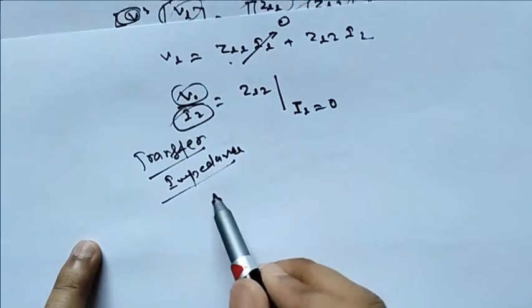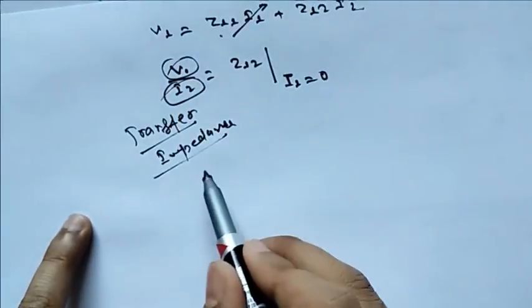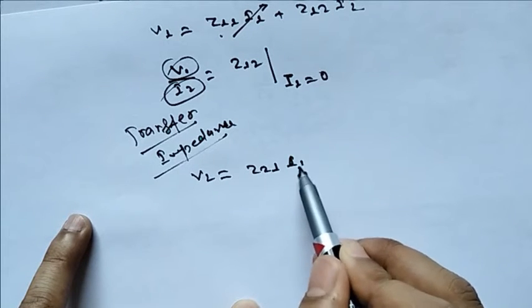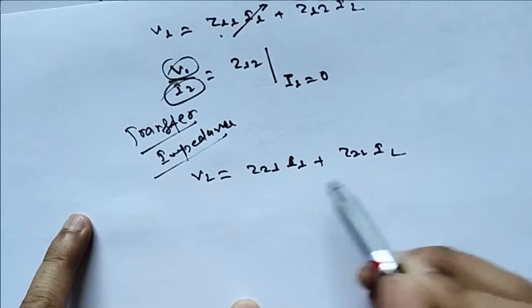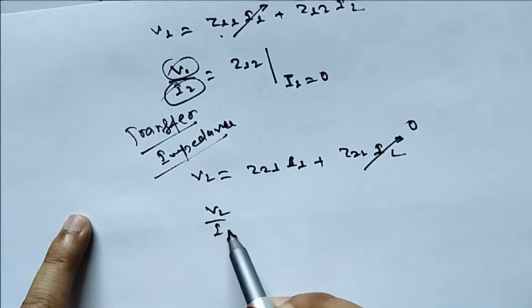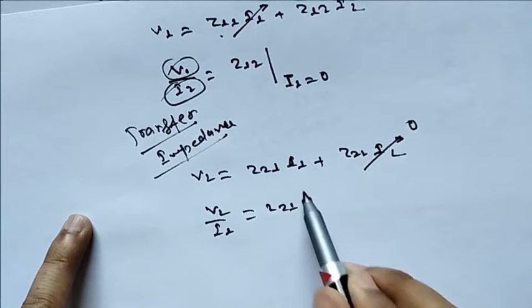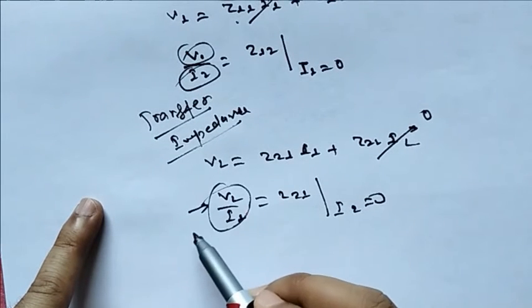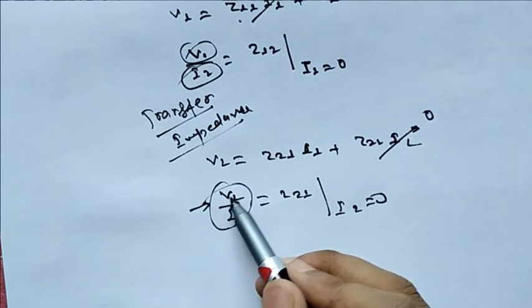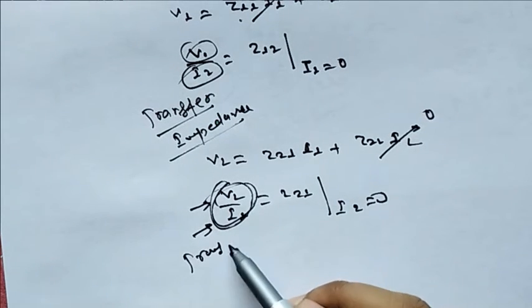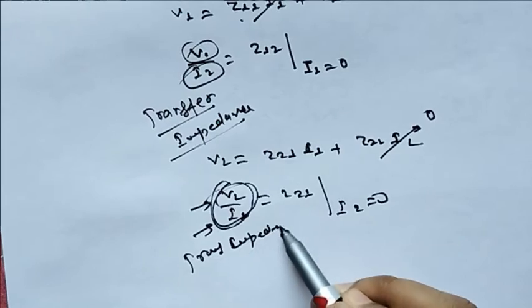Now if I find Z21, we have V2 equal to Z21 I1 plus Z22 I2. If I want to measure this one, I will keep I2 equal to 0, then V2 by I1 will be Z21, keeping I2 equal to 0. So here also it is measuring the voltage of the second terminal and the current of the first terminal. So it is also called transfer impedance.